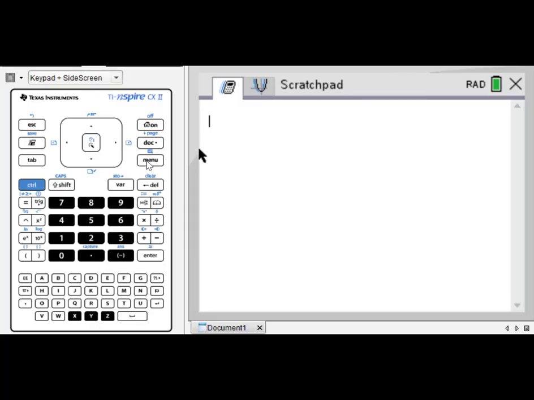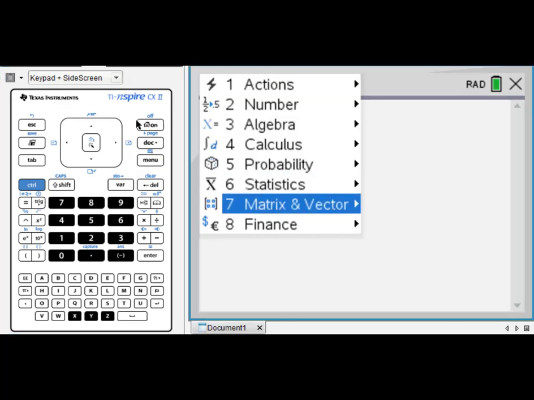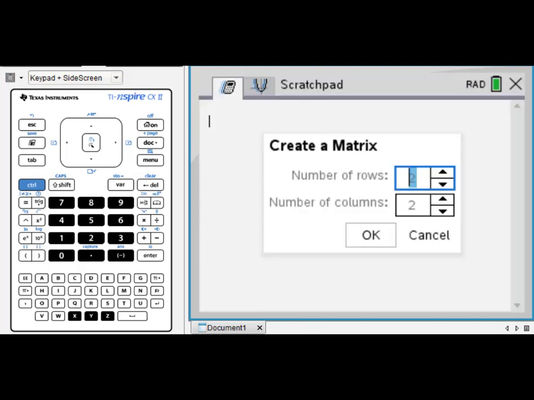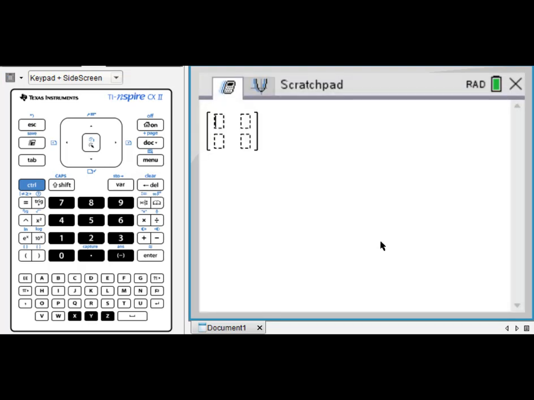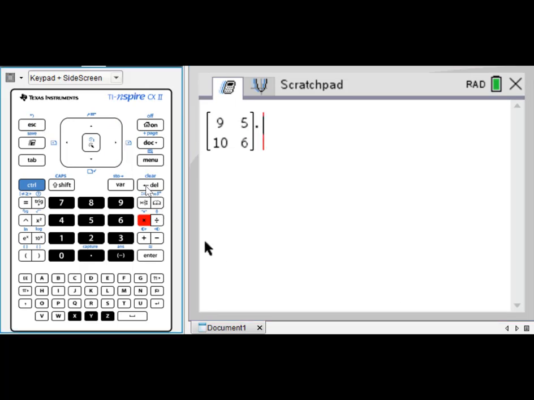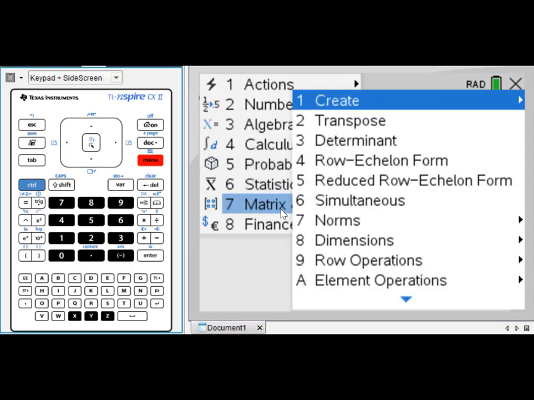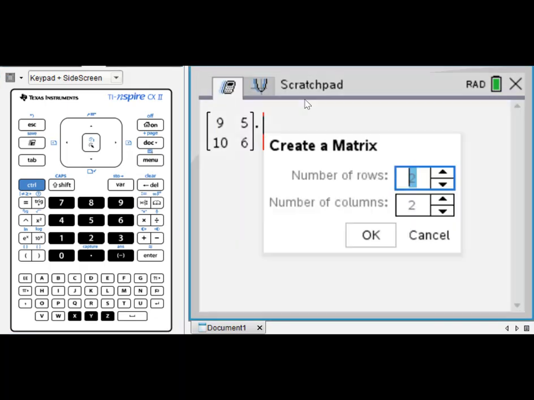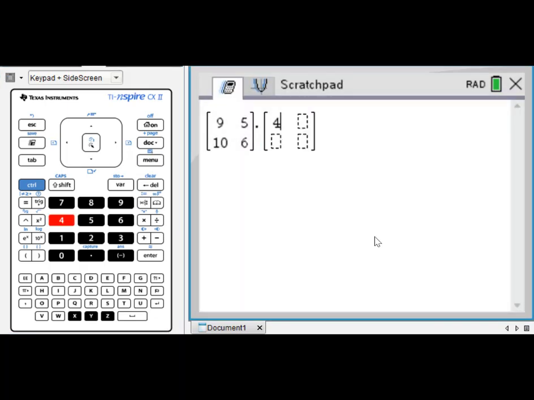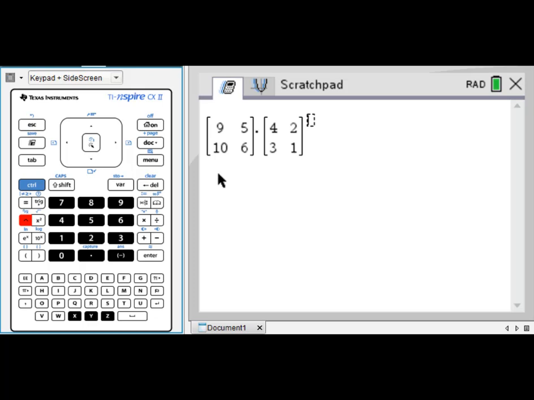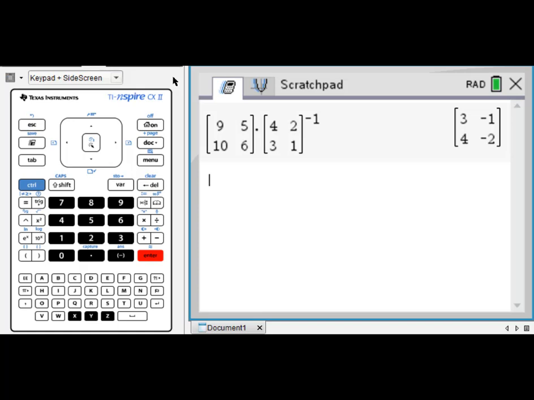Now, doing that matrix calculation on our calculator: menu, matrix and vectors, create matrix. We have a 2 by 2, which is 9, 5, 10, 6. And we're going to multiply that by another matrix. So menu, matrix and vector, create matrix, 2 by 2. And it's 4, 2, 3, 1, and we want the inverse of that one. So to the -1, enter 3, -1, 4, -2.